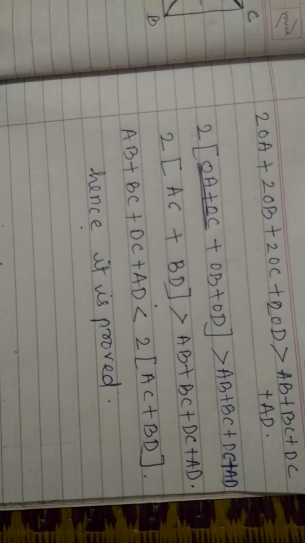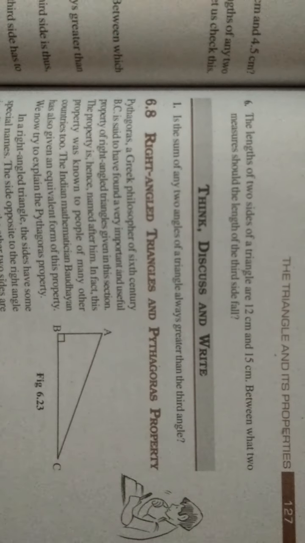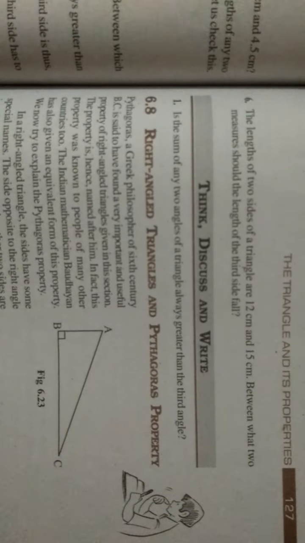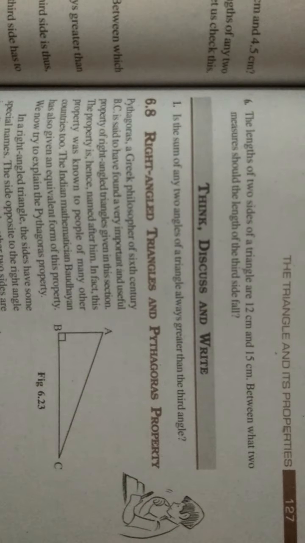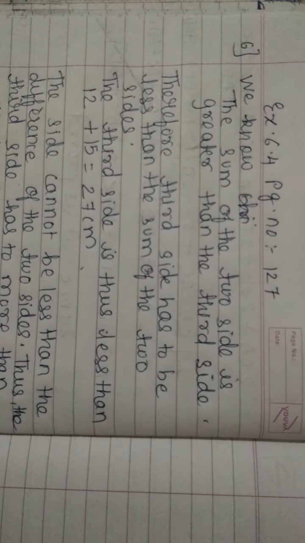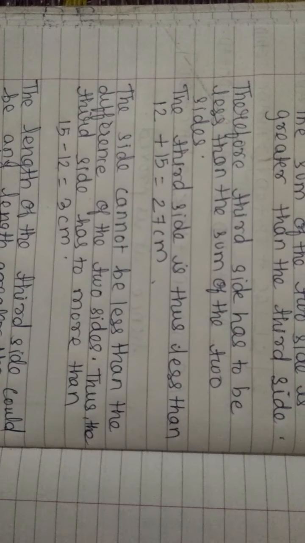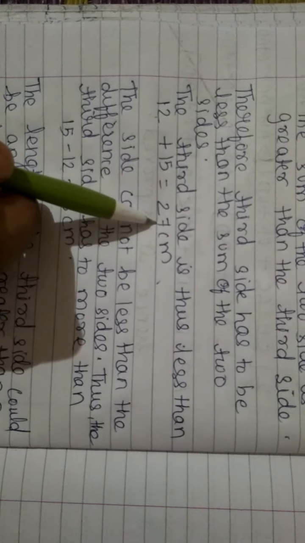Okay. Now, children, let's see question number 6. The 6th question is: the lengths of two sides of a triangle are 12 centimeter and 15 centimeter. Between what two measures should the length of the third side fall? Now, children, to find this, we know that the sum of two sides is greater than the third side. Therefore, the third side has to be less than the sum of the two sides. The third side is thus less than 12 plus 15, that is 27 centimeter.